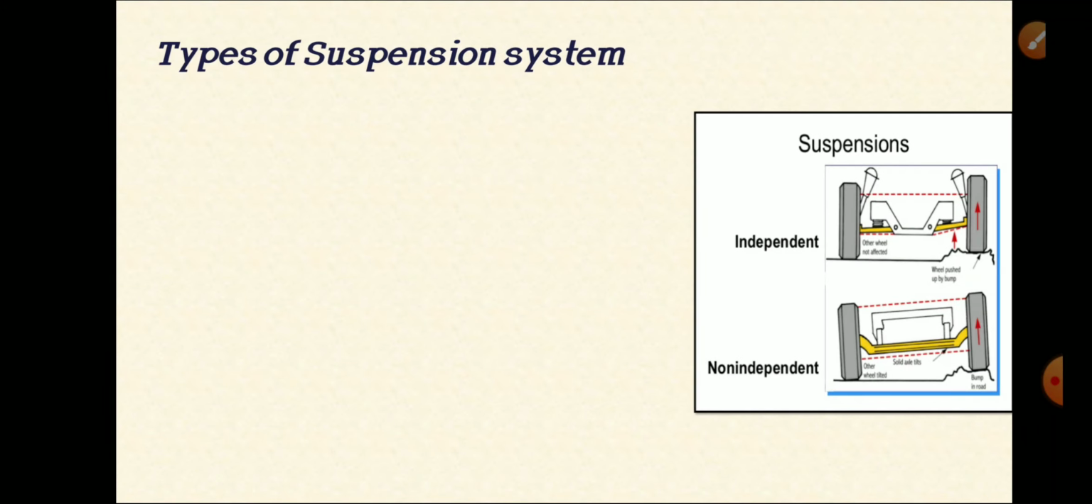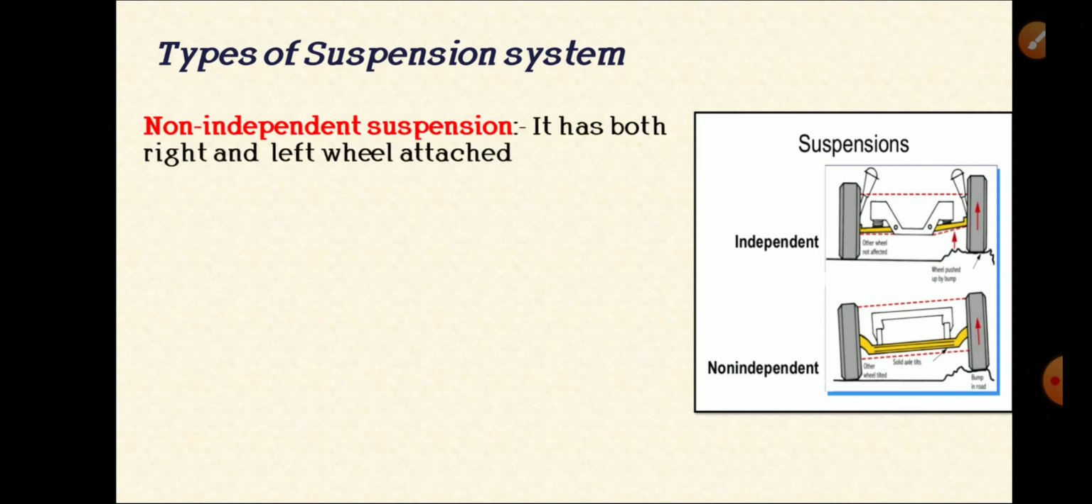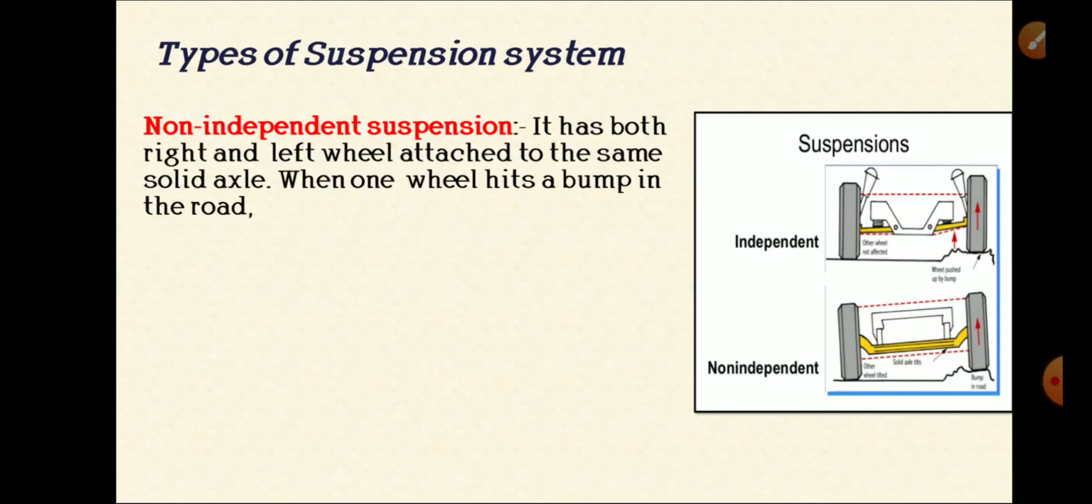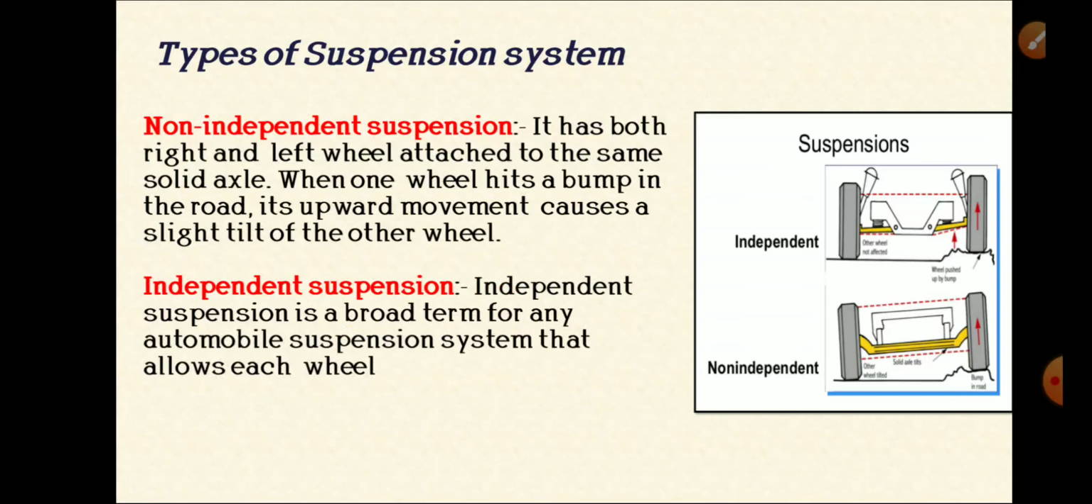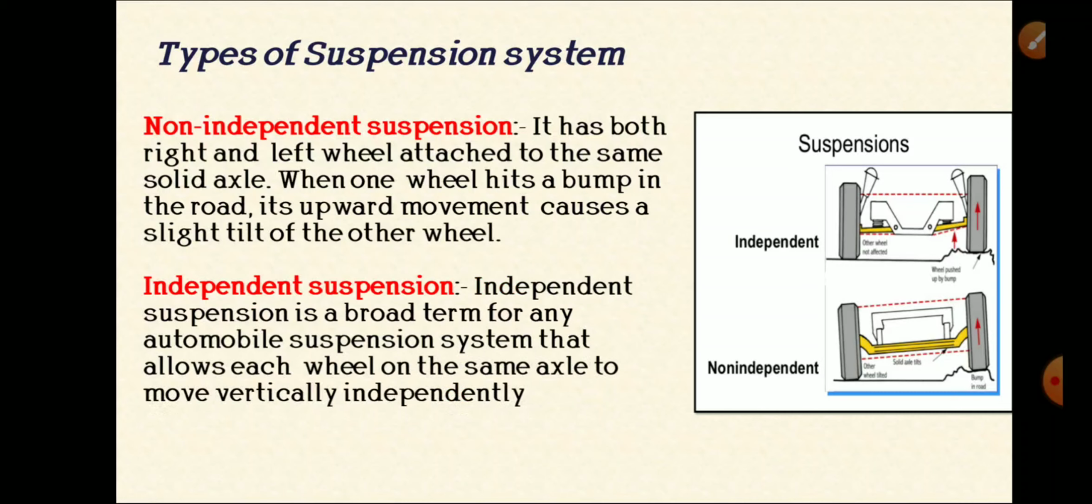So next, the types of suspension system. Basically it is classified into two types. First one is the non-independent type suspension. It has both right and left wheels attached to the same solid axle. When one wheel hits a bump in the road, its upward movement causes a slight tilt of the other wheel. And the second type is the independent suspension system. Independent suspension is a term for any automobile suspension system that allows each wheel on the same axle to move vertically independently of each other.